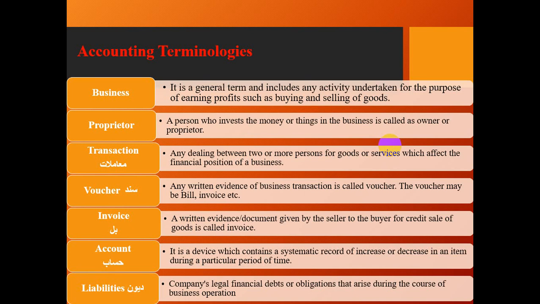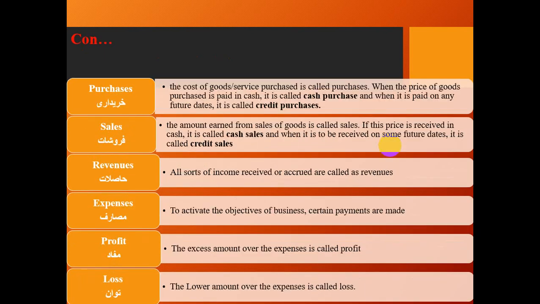The second one is liabilities. A liability is any legal, financial debt or obligation which arises for business operation purposes or for the running of our business. That is called liability. In liability we have two types. One is called short-term liability, second one is called long-term liability. Short-term liabilities are those for less than 1 year, whereas long-term liabilities are those for more than 1 year. So up to 1 year is called short-term, and more than 1 year is called long-term liability.